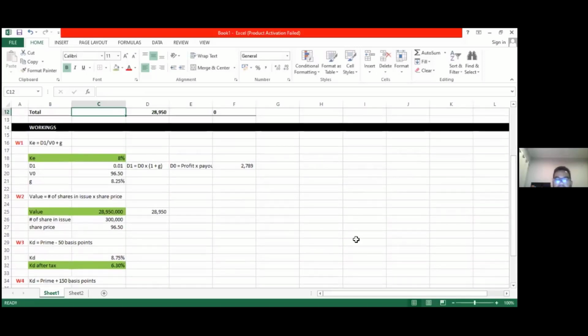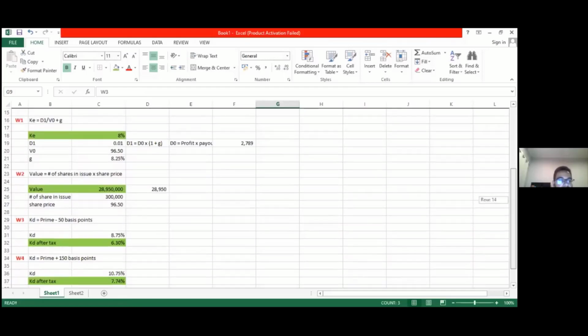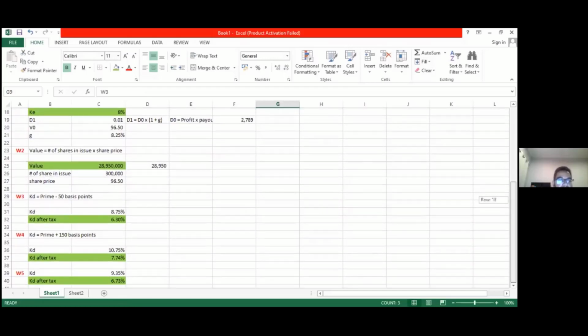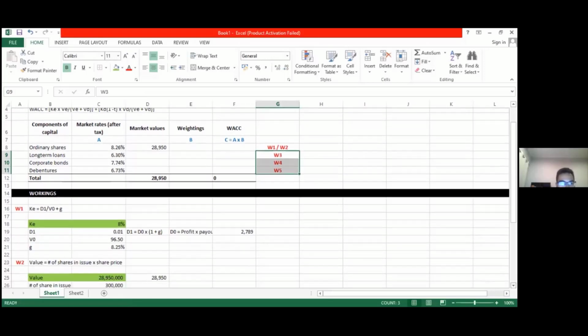So remember, market rate or market value will be given. In this case, market rate was given for all three. That means we need to calculate the market value for all three. So let's get into that. Let's determine the market values.